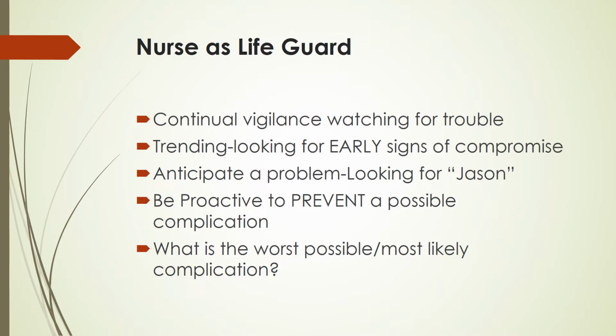Anticipate looking for your Jason problem, and we're going to talk about the Jason problems here in a minute. It's really important to be proactive to prevent a possible complication. It's easier to prevent a complication sometimes than it is to correct it. So think about what's the worst possible outcome or the most likely complication that your patient could have. There's a short distance and time frame between the body's ability to compensate and the downward spiral of decompensation.